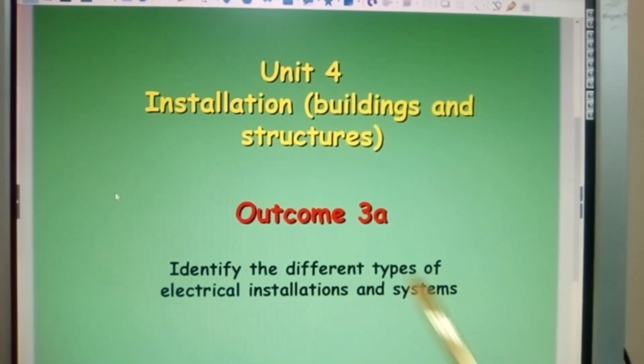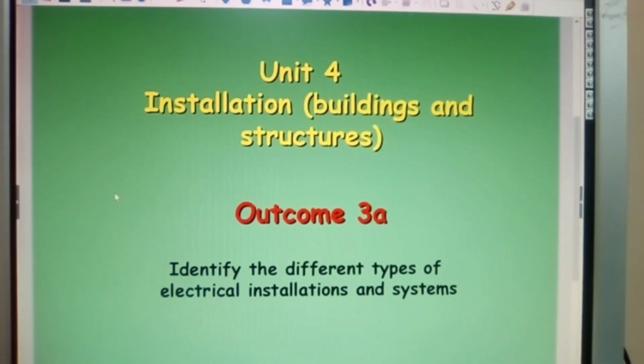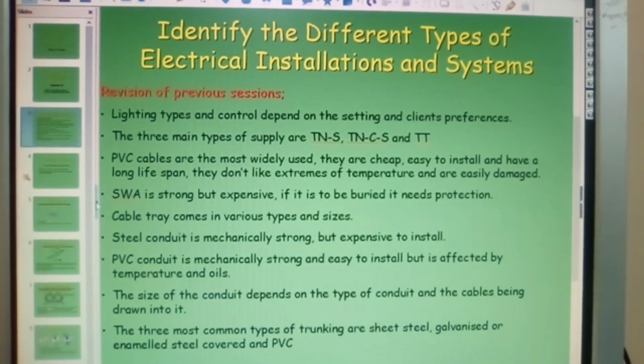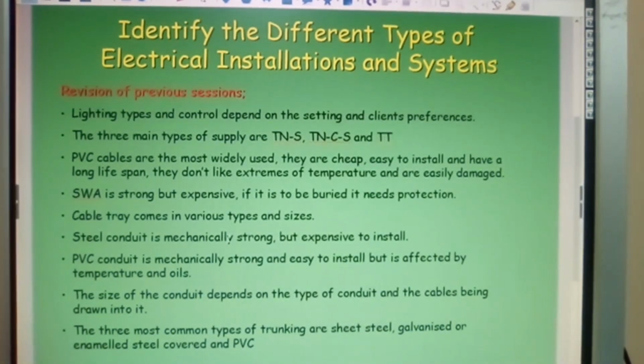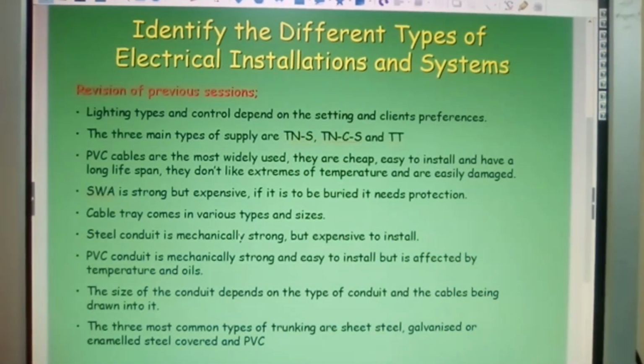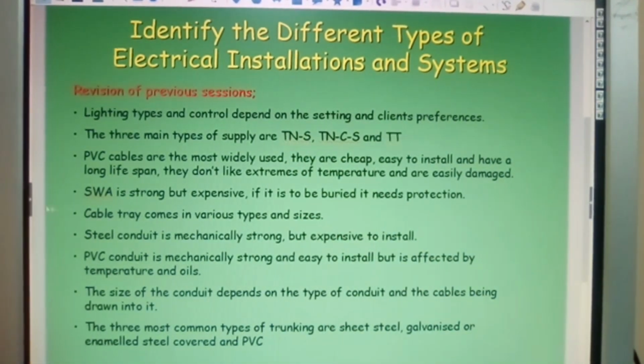Identify the different types of electrical installations and systems, okay? And we're looking in this form of trunking, basically. This is just to tell us what we've been through already, and what we've looked at, okay? I don't need to spend too long on that.